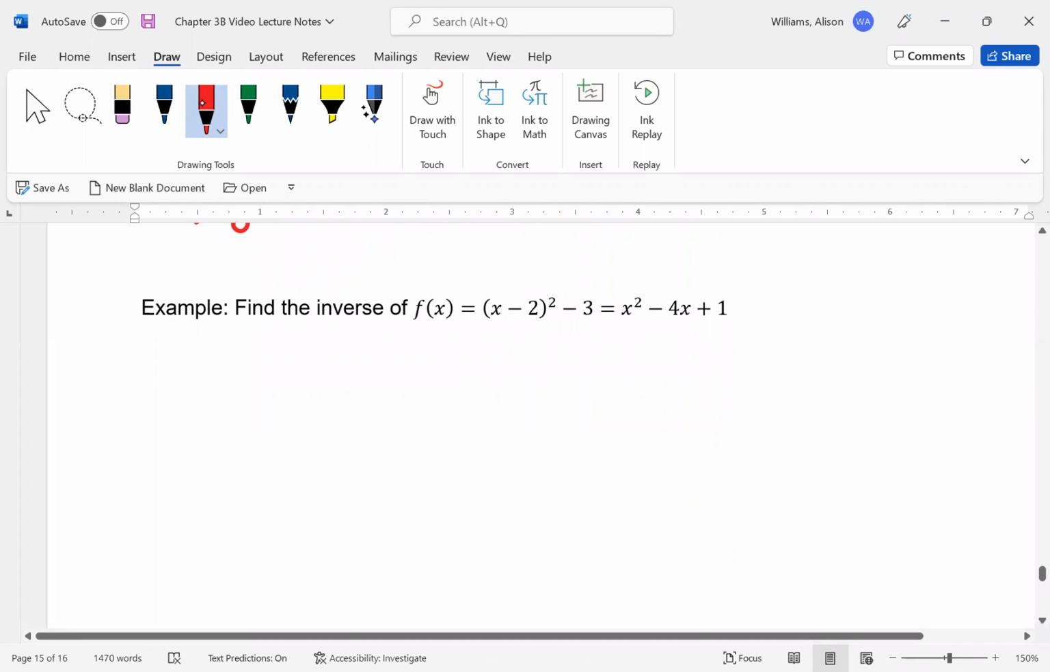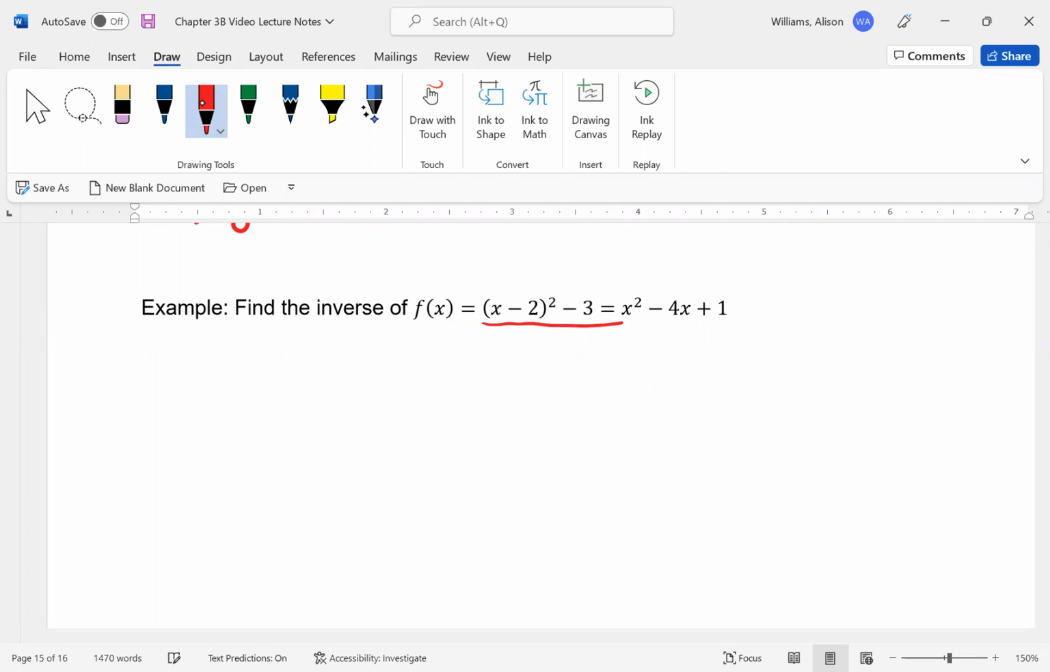This is to find the inverse of this quadratic, and they showed it in both forms. You might remember that this form is vertex form. So we could see that the vertex of this particular parabola is 2, -3. And the second form is standard form. That's the form we've seen for years and years in algebra.